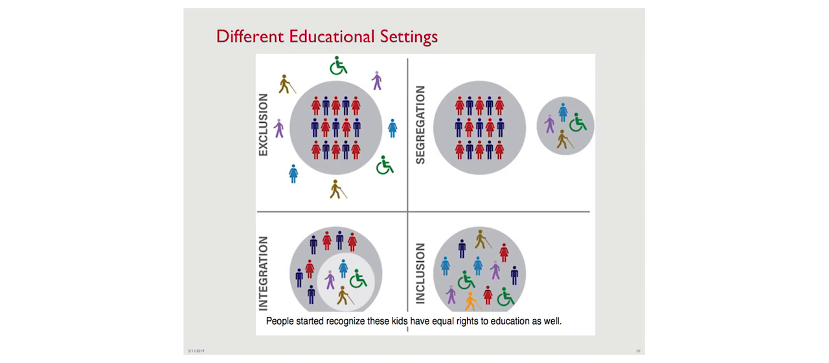People started to recognize that these kids have equal rights to education as well. They need to be able to go to school. So maybe religious institutions, government, state schools, they actually set those up, but it was segregated. And that's the second picture, where there's segregation. The children without disabilities were still together, and then the children that have disabilities were in separate schools. Schools for children that have disabilities, or schools for intellectual disabilities, or blind, deaf, whatever, but it was actually segregated at that point.